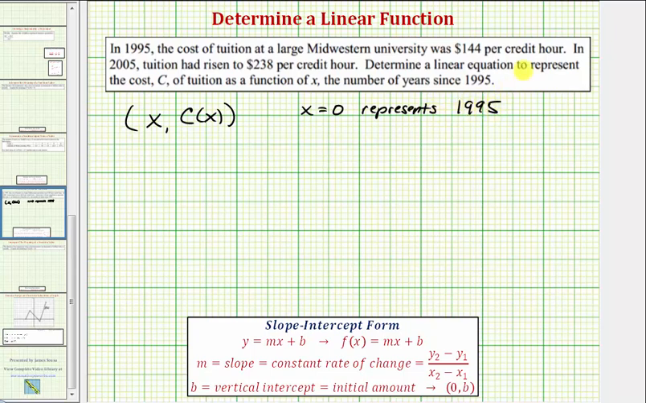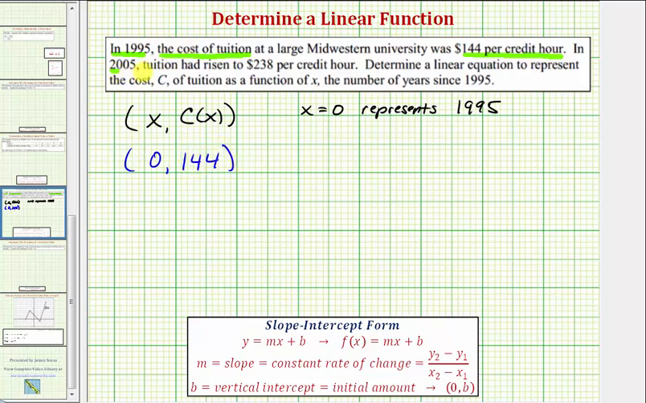And now let's write the given information as ordered pairs. So first, in 1995, the cost of tuition was $144 per credit hour. So because the year is 1995, we know the input, or x, would be equal to 0. And because the cost is $144 per credit hour, we know the output, or function value C of x, equals 144.